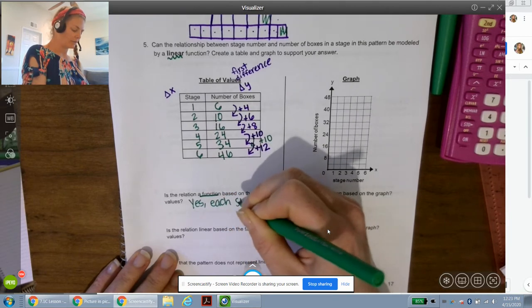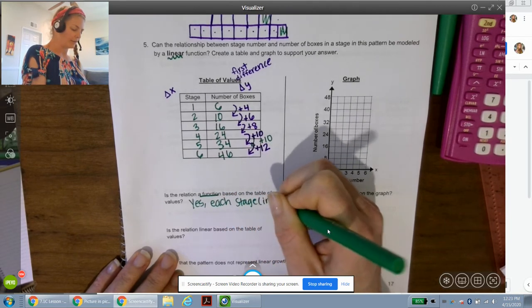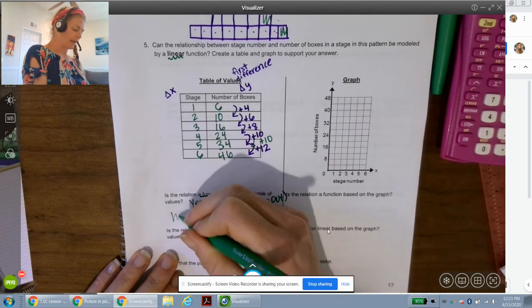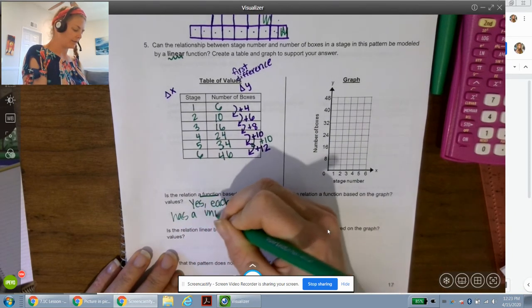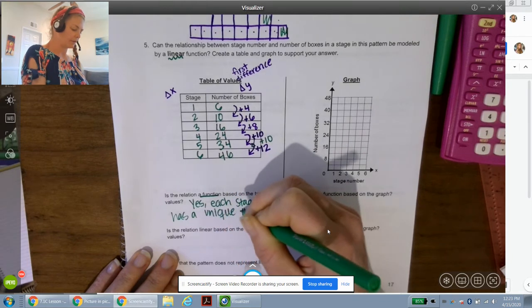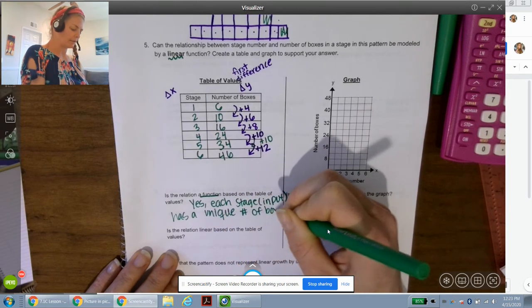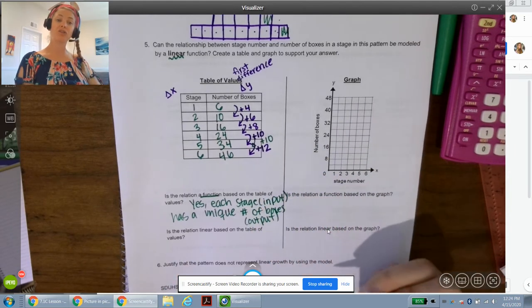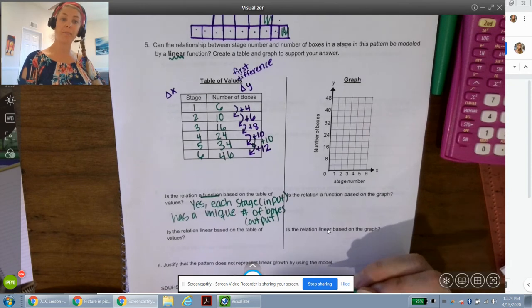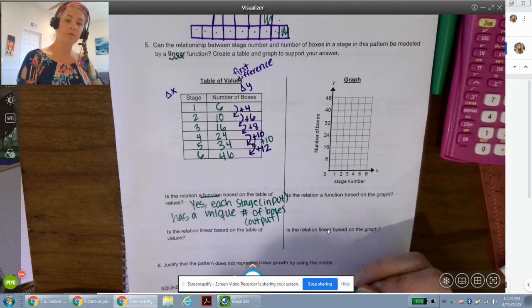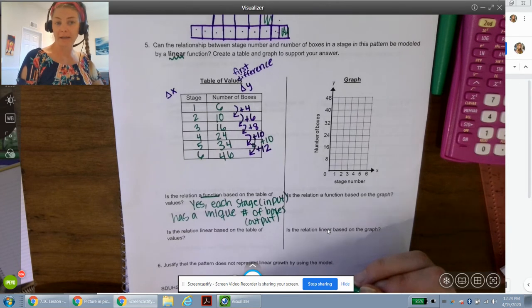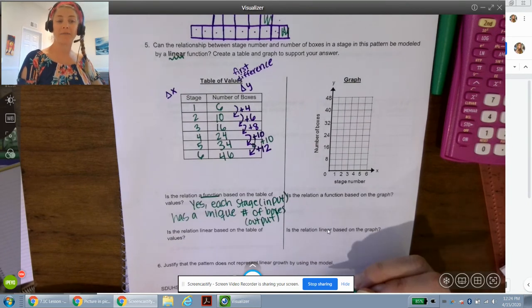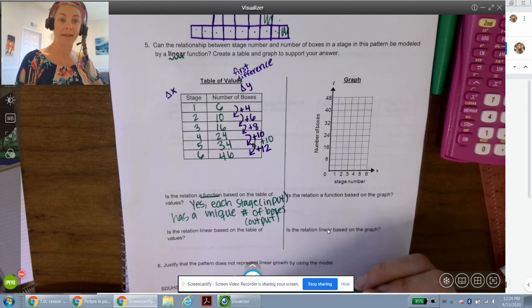Each stage, your input, has a unique number of boxes. Your output. Could also say, given the stage number, you can determine the unique number of boxes for that stage number. Unique meaning it's not unique meaning no other stage number has that number of boxes. It just means unique meaning that stage number doesn't have another number of boxes other than the one given.